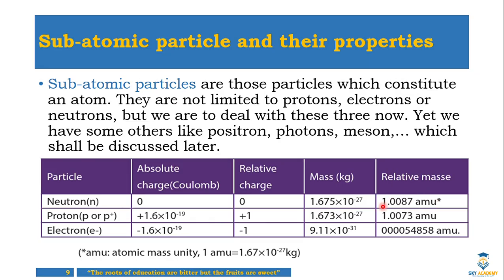For the relative mass, here it is 1.0087 AMU, or atomic mass unit. Here we can also say it is 1, also here it is 1, but here it is 0.0005485 AMU. Yes, and when we say AMU, this atomic mass unit, one atomic mass unit is equal to 1.67 times 10 power negative 27. Okay.